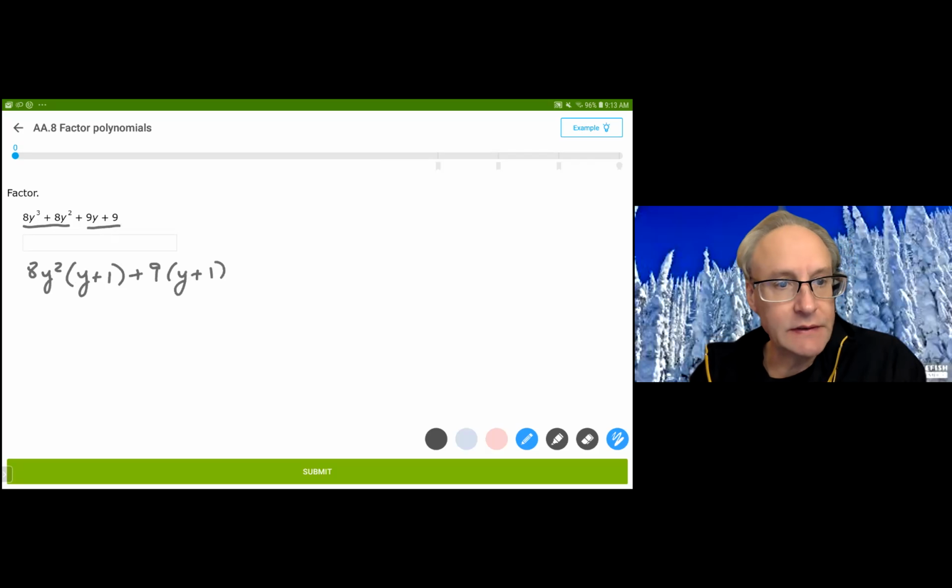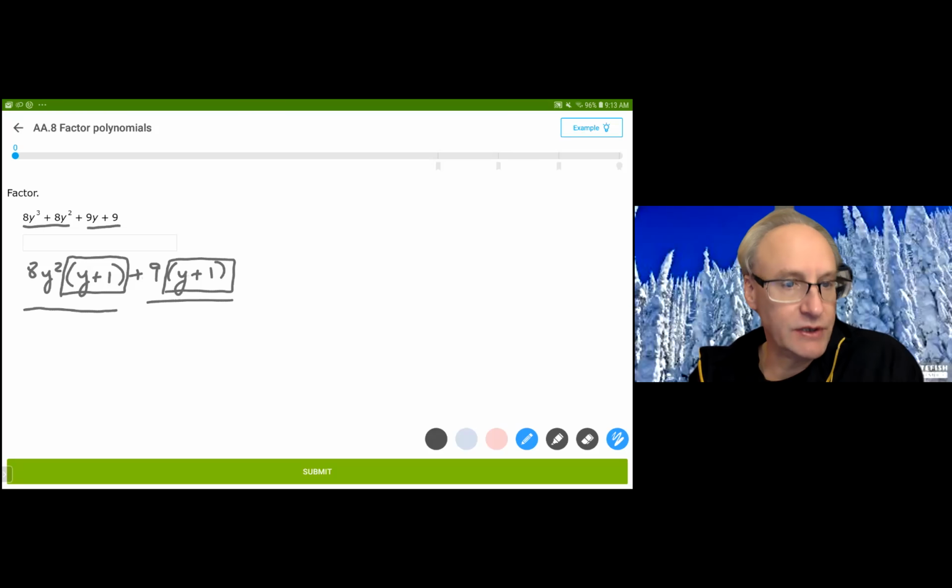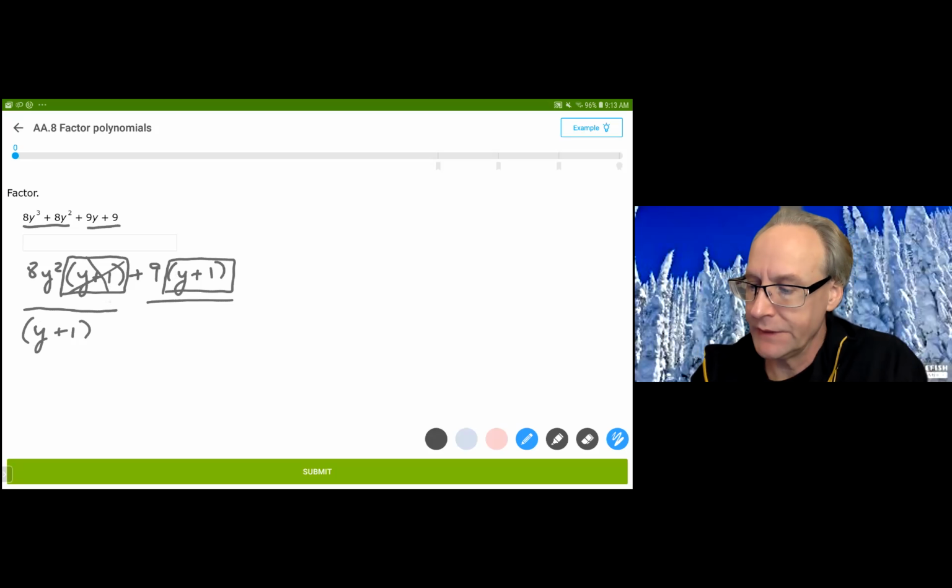Now, the purpose for doing this is that this y plus 1 is a common factor. This is a term, and in this second term, this whole thing is another term. This is one big binomial right here. We're going to take the y plus 1 out of it, and we end up with y plus 1. And when it's gone, notice that I have an 8y squared, and I take out the y plus 1, and what's left is the plus 9.